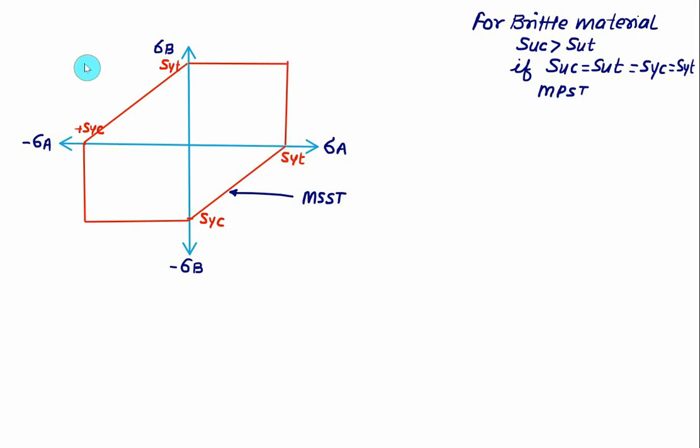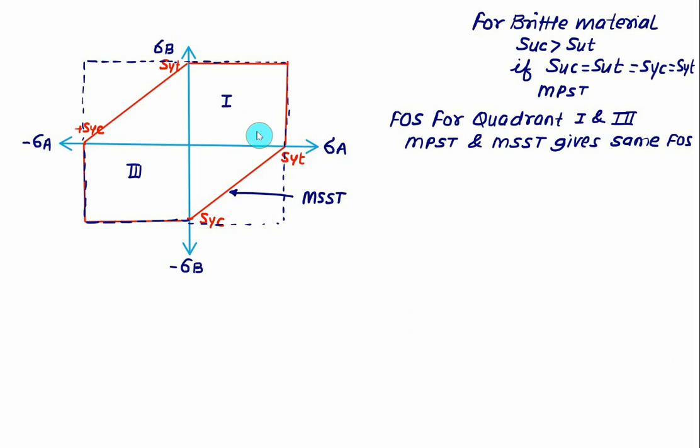We will get another square here because we have taken the value of SYT equal to SYC. This dotted line represents the maximum principal stress theory. As far as quadrant 1 and quadrant 3 are considered, both theories will give the same result, because the boundary in the case of MSST and MPST is the same. In quadrant 1, both theories have the same fence. Even in quadrant 3, they have the same fence.